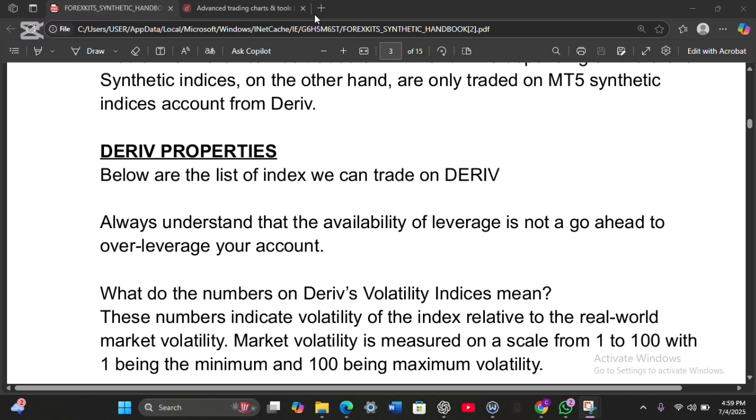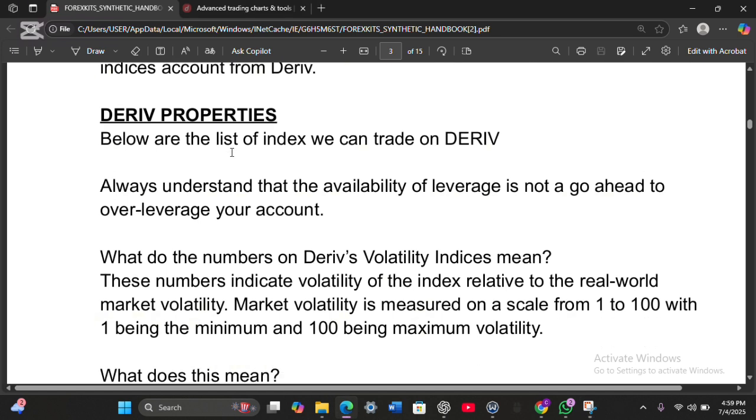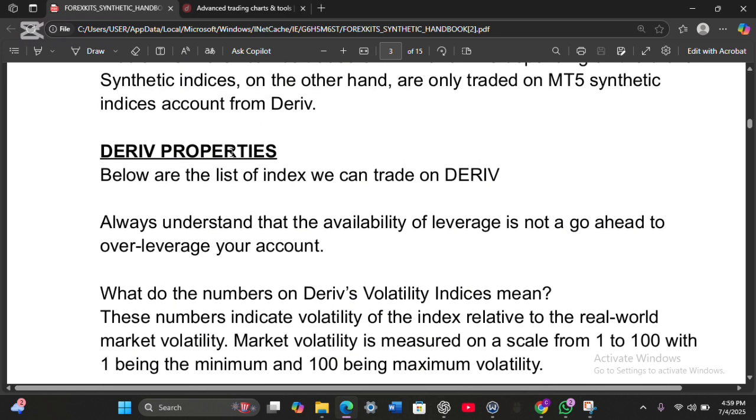Alright, moving forward, let us talk about some Deriv properties. When I talk about Deriv properties, I'm talking about the list of indices that we can trade on Deriv.